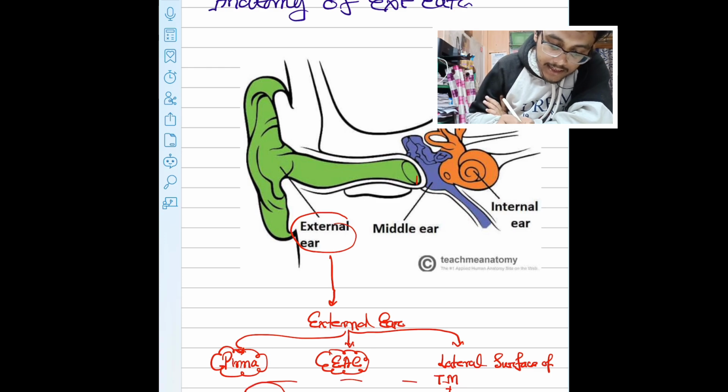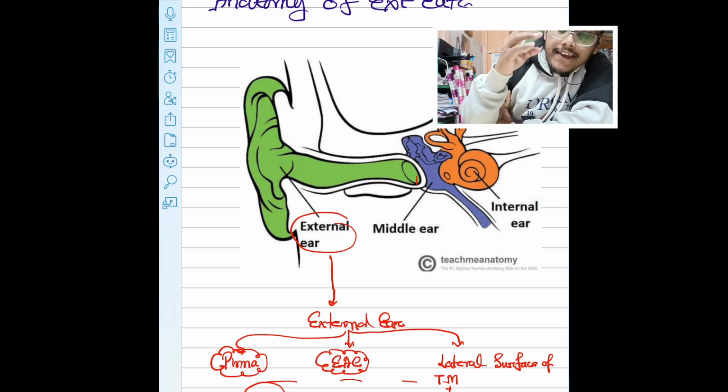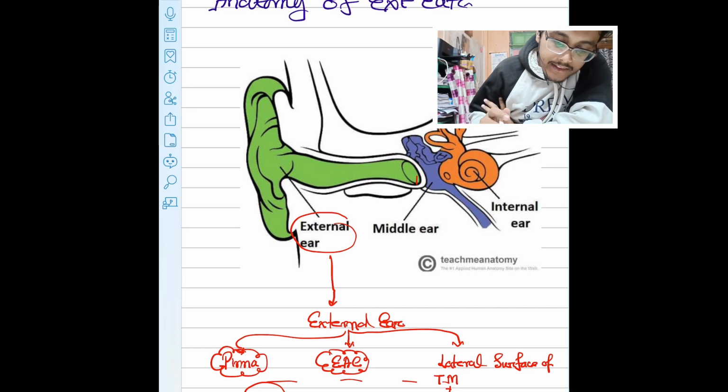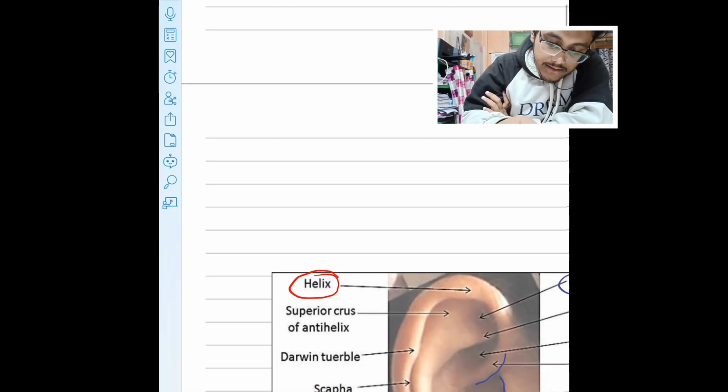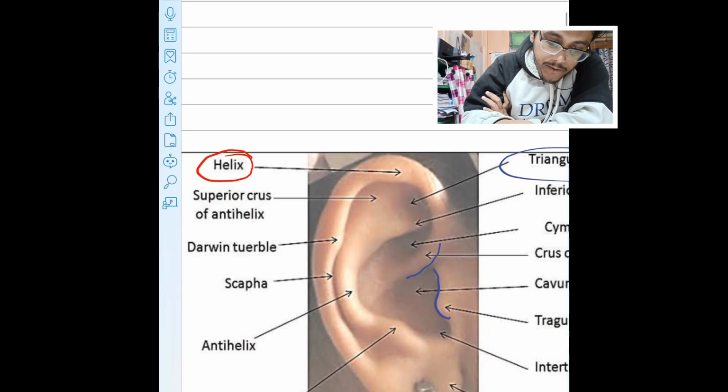So we can see here we have the pinna, then we have one canal. That canal ends at the tympanic membrane. The outer or lateral surface of the tympanic membrane, all these three come under the external ear. Clear? So this is about the external ear. Now we'll see a little bit about the first component, that is the pinna.